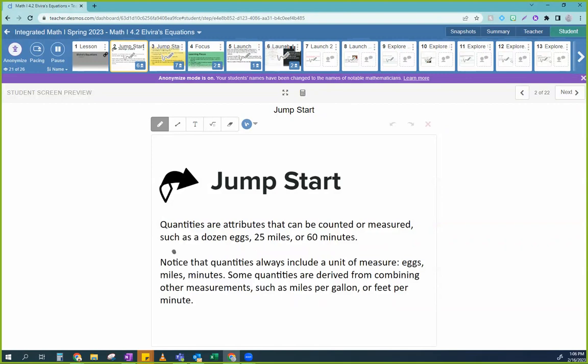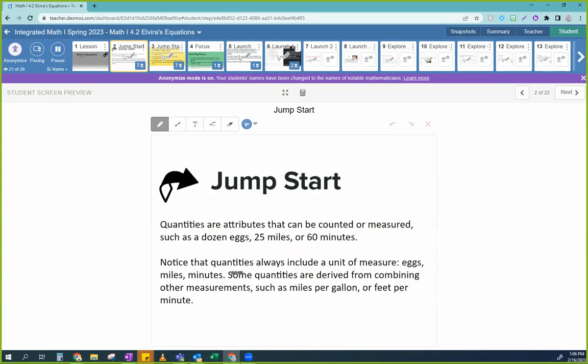All right, jumpstart problem. It says quantities are attributes that can be counted or measured. So the word quantity just means a number of things. If you've ever heard anybody ask what is the quantity of something, they're just saying how many of something there is. Quantitative reasoning means something that you can count or measure, such as dozens of eggs, 25 miles, 60 minutes, 42 students. Even your percentage in this class is a quantity. Millions of dollars, right?